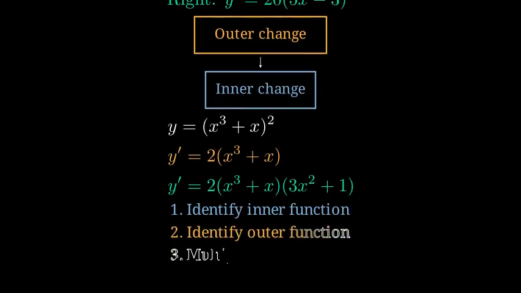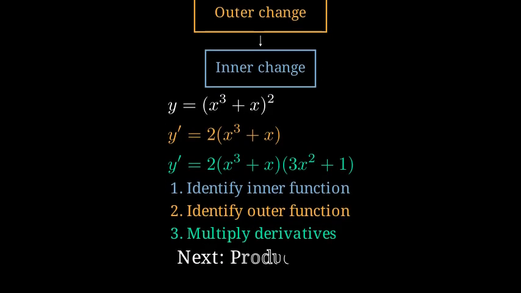AP calculus tip. Always identify the inner function, identify the outer function, and multiply both derivatives. Never rush steps. Today you learned what composite functions are, the chain rule formula, step-by-step derivatives, common mistakes, and real AP-style examples. Next video, we will learn the product rule.